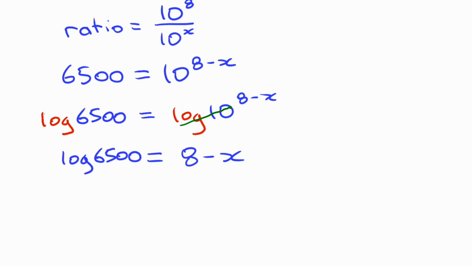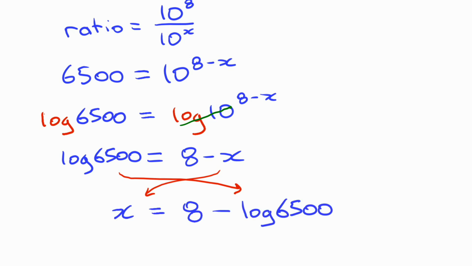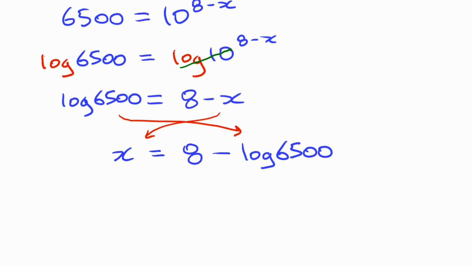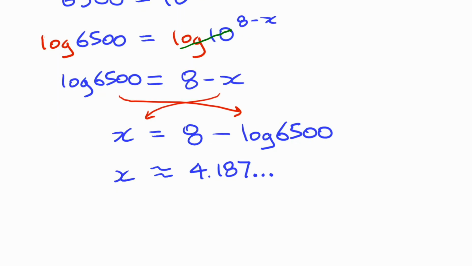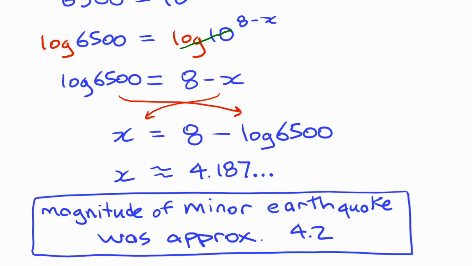I think the best way to isolate this is to move the x to the left side and then move that log 6,500 to the right side. So what you have is x equals 8 minus log of 6,500. And then if you go to your calculator and work that out, you're going to find that it's about 4.187, or in other words, we can say that our magnitude is approximately 4.2, if we round it to one decimal place, which is usually what you do with values on the Richter scale.